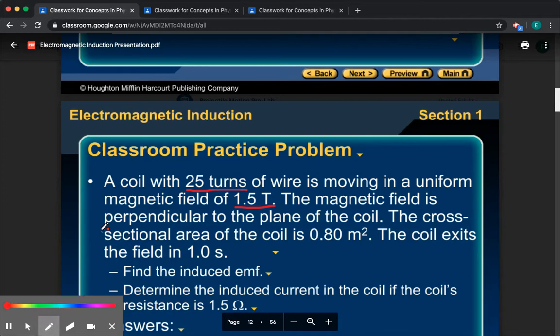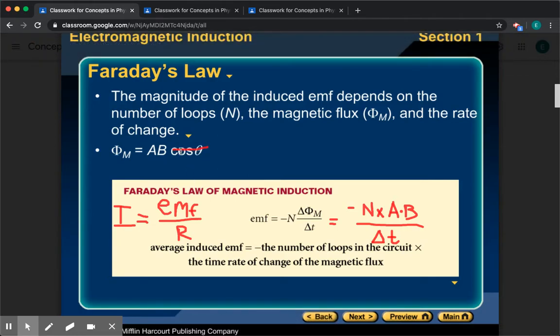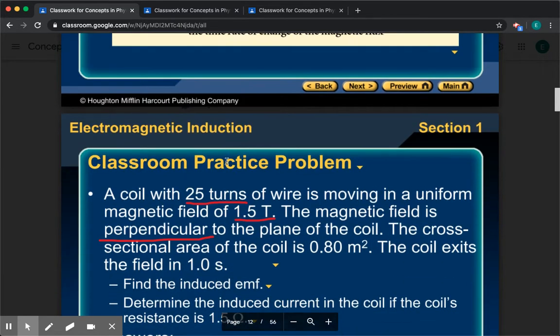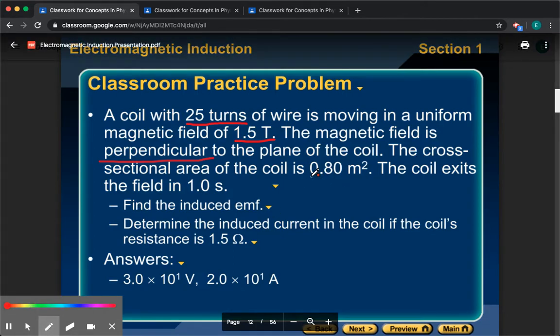The reason they're telling you this piece is important. That tells us that the angle is 0. And if the angle is 0, then that means that cosine is 1. That's what that is telling us. The cross-sectional area is 0.8 meters squared.